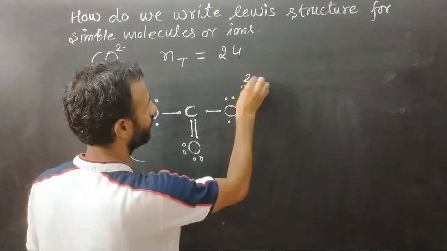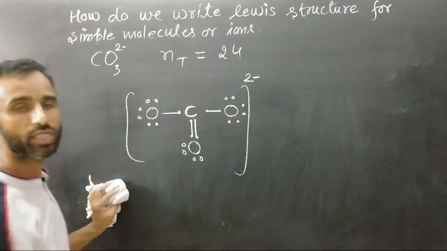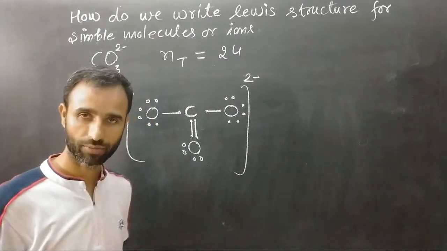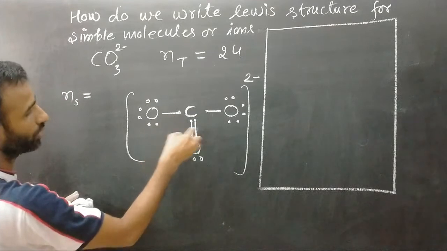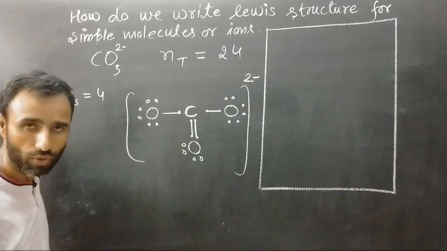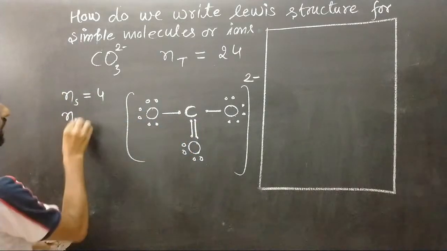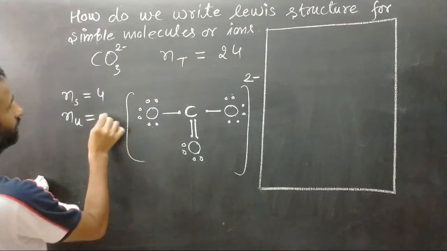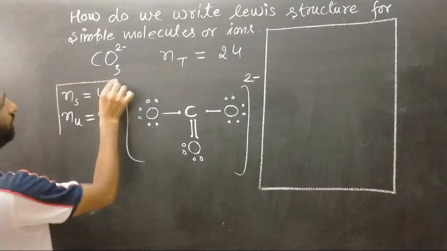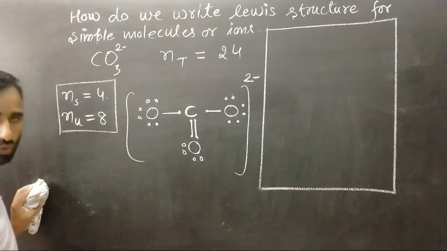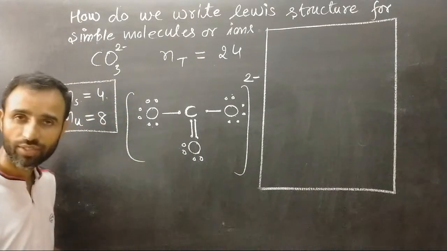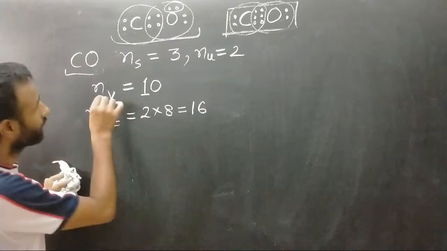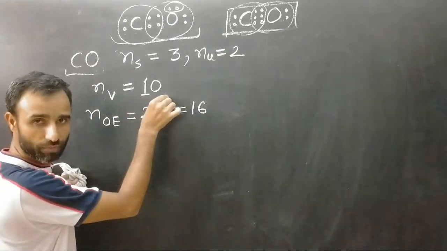So this is the overall Lewis structure of carbonate. Total shared pairs are 4, and the number of unshared pairs is 1, 2, 3, 4, 5, 6, 7, 8. Shared pairs are 4, unshared pairs are 8. See, calculate total valence electrons.